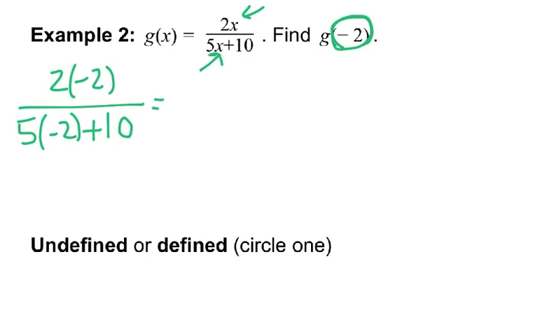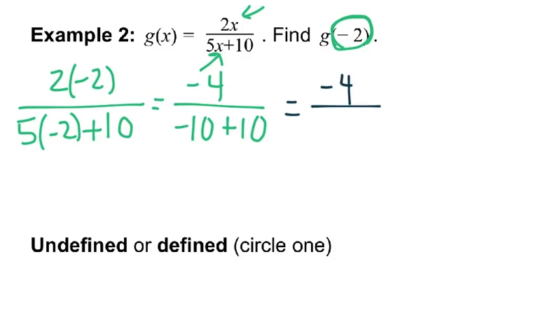Here I'm going to do the multiplication first. So 2 times negative 2 on top gives me negative 4. And on the bottom, 5 times negative 2, that's negative 10 plus 10. Next, I'm going to add on the bottom, so I still have negative 4 on top. Negative 10 plus 10, that gives us 0, right?